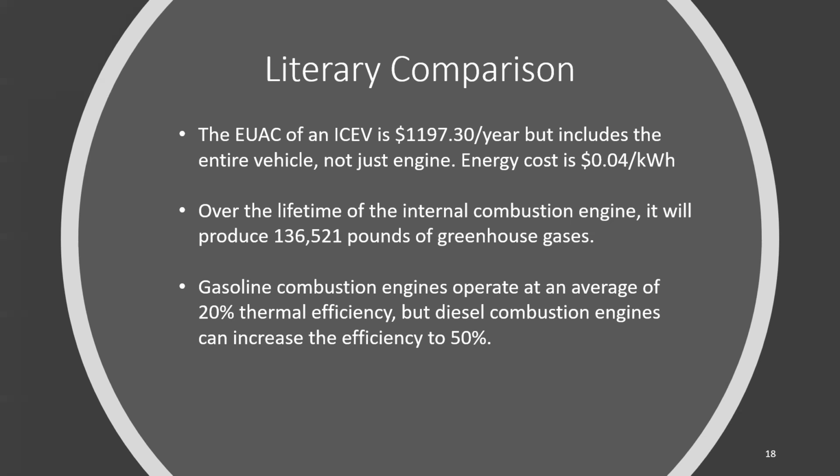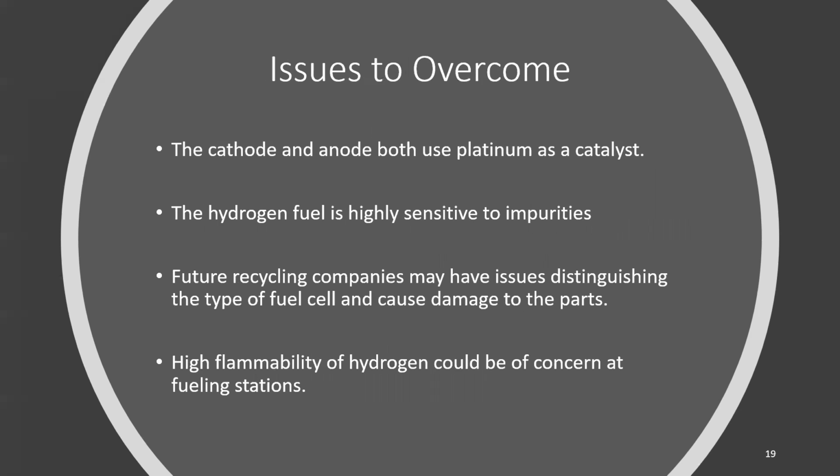Over the lifetime of the internal combustion engine, it will produce about 136,000 pounds of greenhouse gases compared to the zero emissions of the fuel cell. So this is one area where the fuel cell has a significant advantage. And then a gasoline combustion engine operates at an average of 20% thermal efficiency, but diesel combustion engines can increase the efficiency to 50% compared to the about 51% that was calculated for the fuel cell that was simulated. So the fuel cell does have somewhat of an advantage in the efficiency category as well.